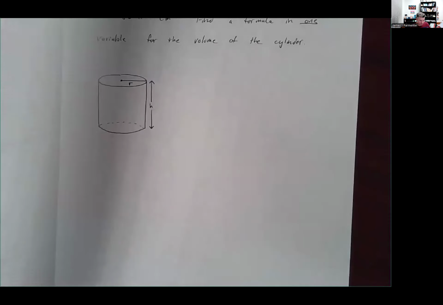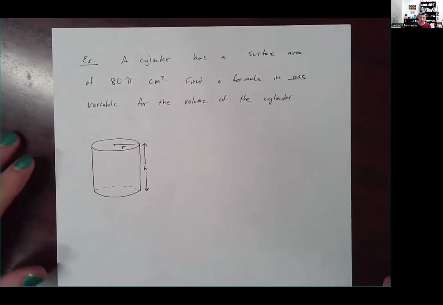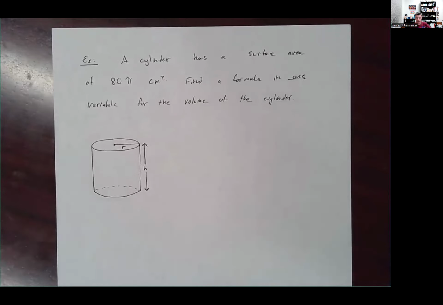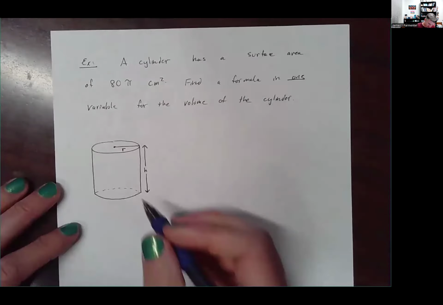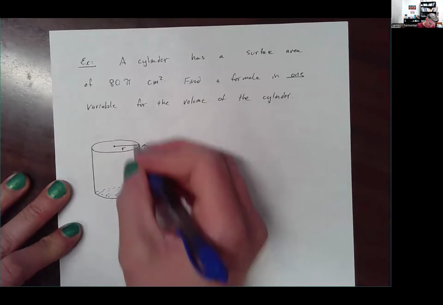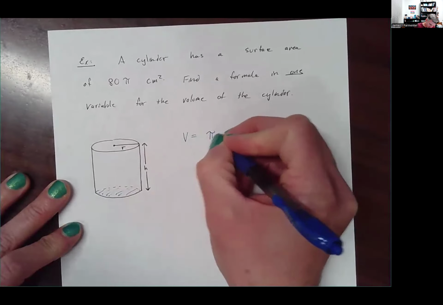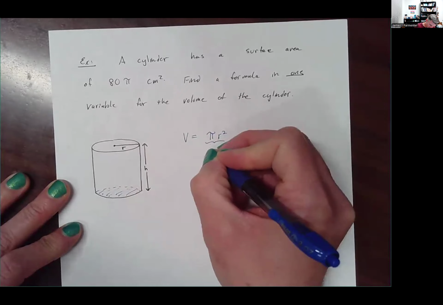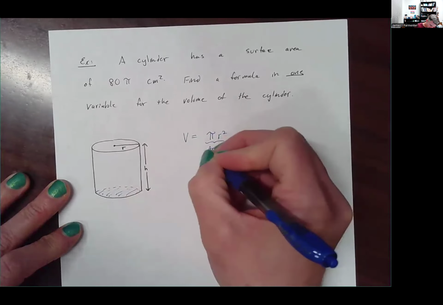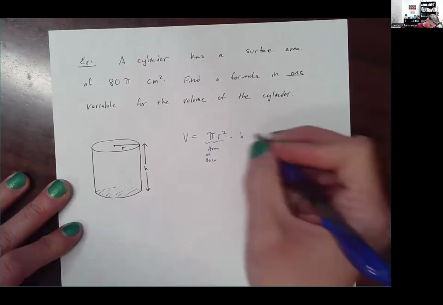One more example. A cylinder has a surface area of 80 pi centimeters squared. Find a formula in one variable for the volume of the cylinder. So let's talk about the volume of a cylinder. Typically, we think of it as the base area, which is the area of a circle, times the height. So the volume of a cylinder is given by the base area, which is pi r squared, times the height.